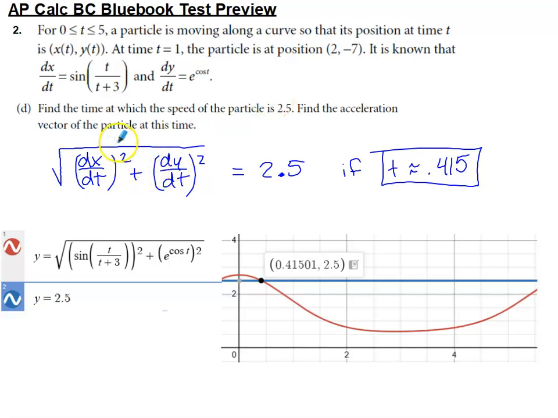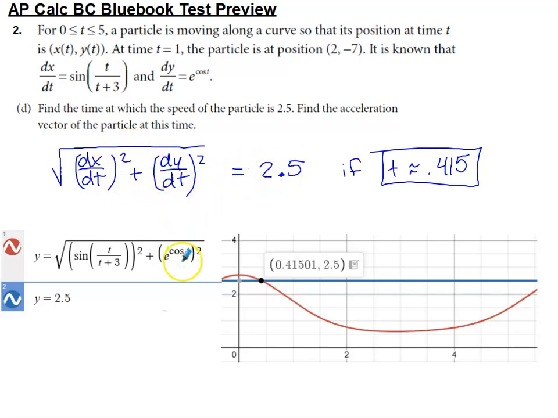So I've got my calculation for speed, right? Basically the magnitude of the velocity vector. I haven't plugged in any specific time. I want to know a time when my speed is a certain value. So I show I'm setting my speed equal to 2.5.